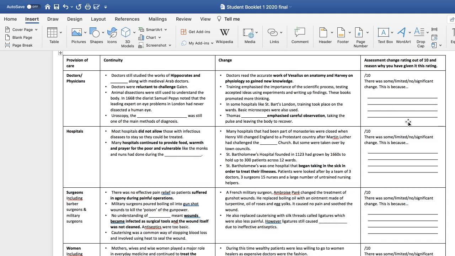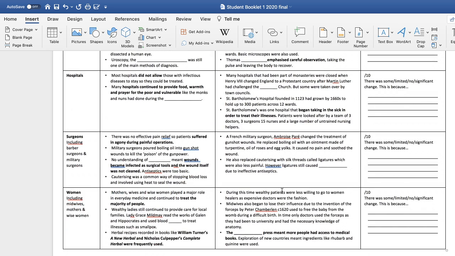The boxes are small, but you then have to write down why you put a number. If you put 10, then you're probably going to say there was significant change. If you put 5, you might say there was some change. If you put 3, you might say limited. 0 or 1, you might say no change.